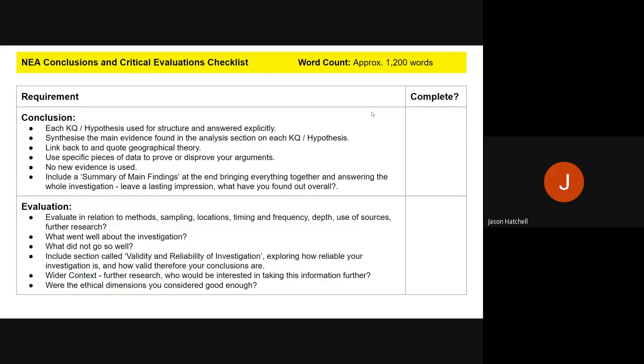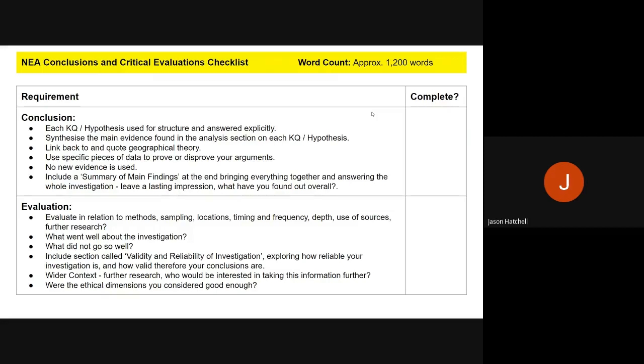So you're going to include a number of sections in your evaluation. One of them will be called validity and reliability of the investigation. And that will explore how reliable your investigation is and how valid your conclusions are based on the data you gained. You will also have a wider context section, and this is where you explore possible further research and who might be interested in the investigation you've carried out. Who does it affect? Who might be worth looking at it? And finally, you also consider your ethical dimensions from earlier on in the methodology, and you say whether they were good enough and whether or not they met your criteria for the investigation.